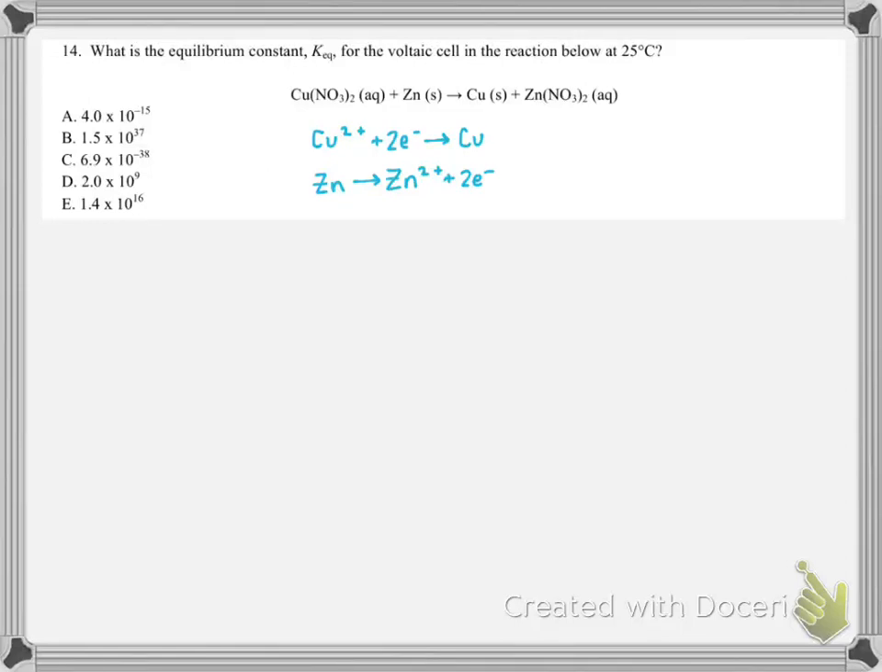So for number 14, we're trying to figure out the KEQ for this voltaic cell here. And so we have a redox reaction, we can get some cell potential, and then eventually we can relate the standard cell potential to KEQ. We know that E standard is going to be equal to 0.0592 divided by n times the log of KEQ.